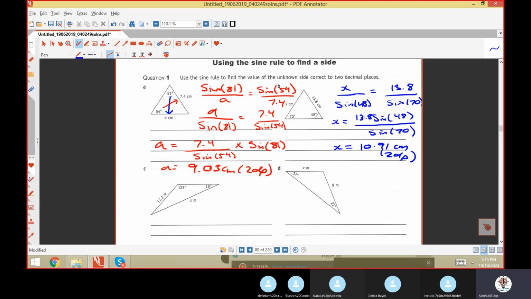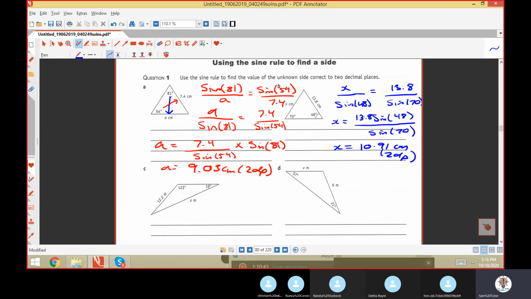What is the sine doing? It's dividing because it's on the bottom, right? So what's dividing? So A is equal to 7.4 times sine 81 over sine 14, and take a calculator. Easy as that.